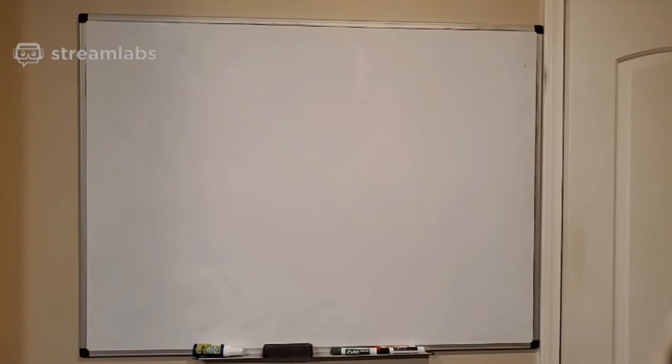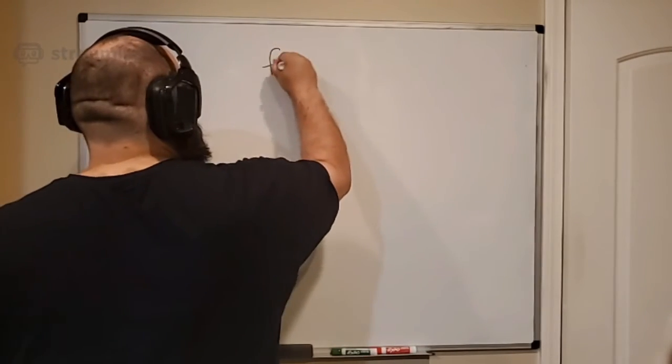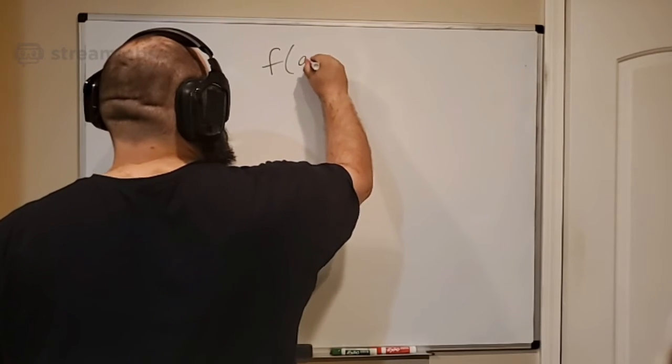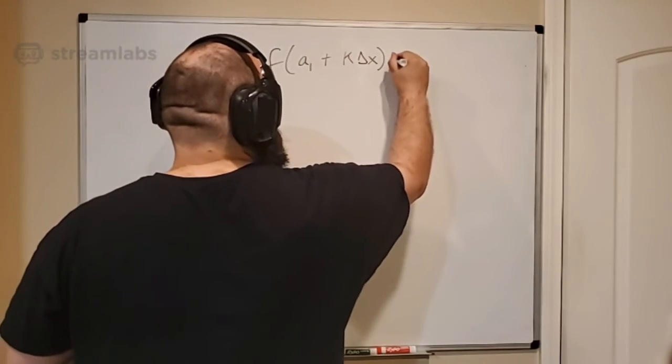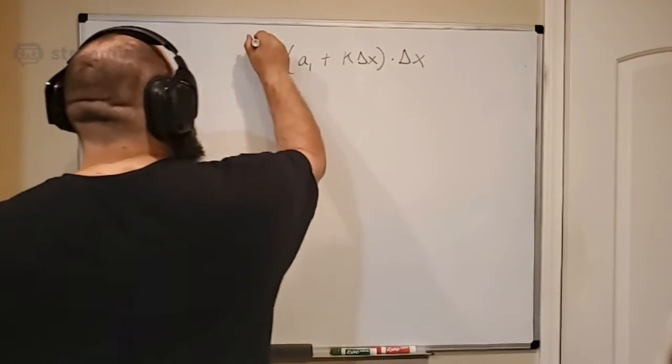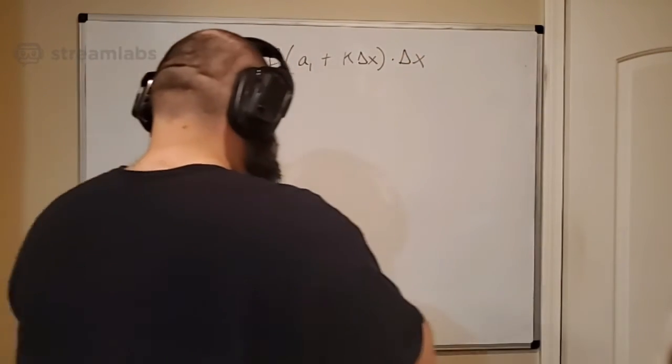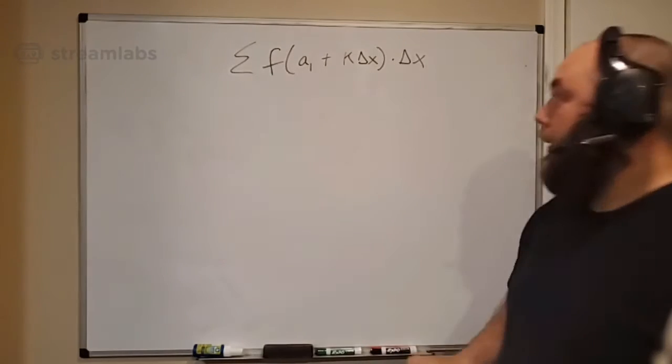So it's always going to be where you have your a1 plus k delta x times delta x. And the formula is always like the function of a1, whatever. And it'll be up on the board in a second for you. But yeah, that's the general form of it.